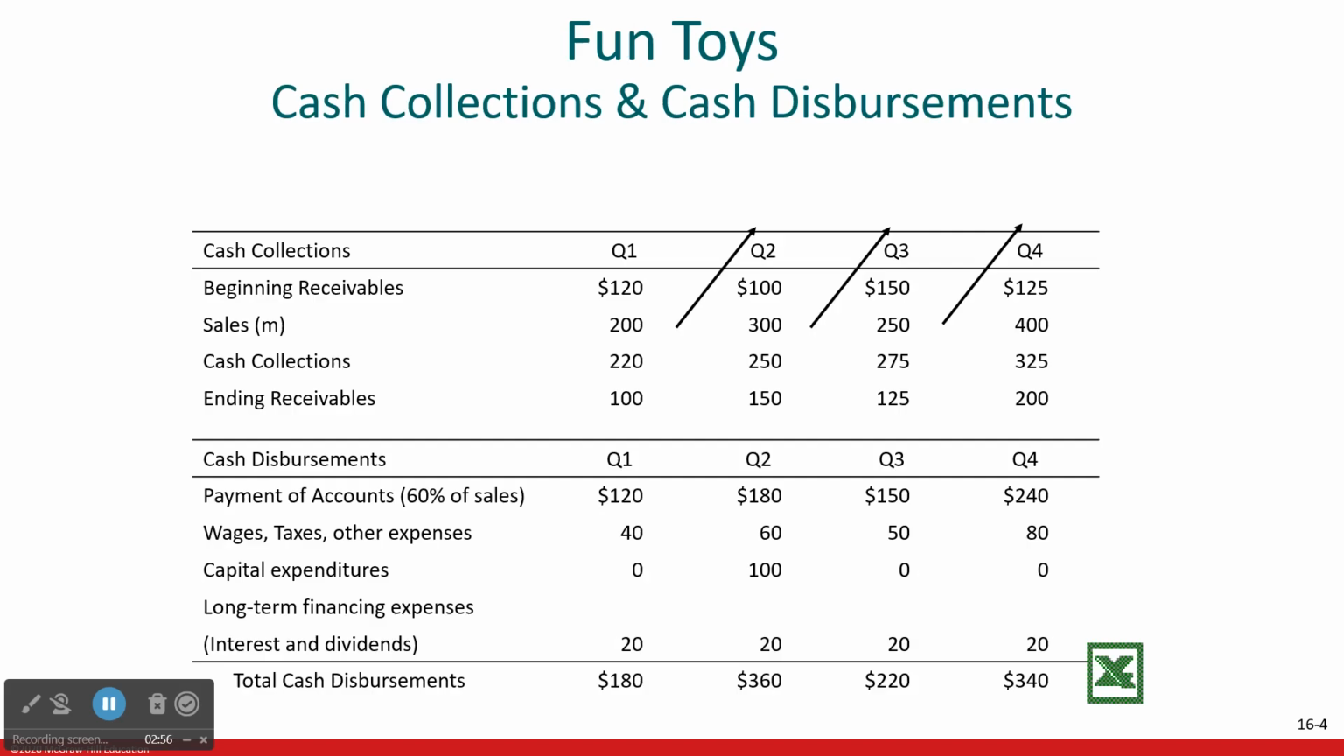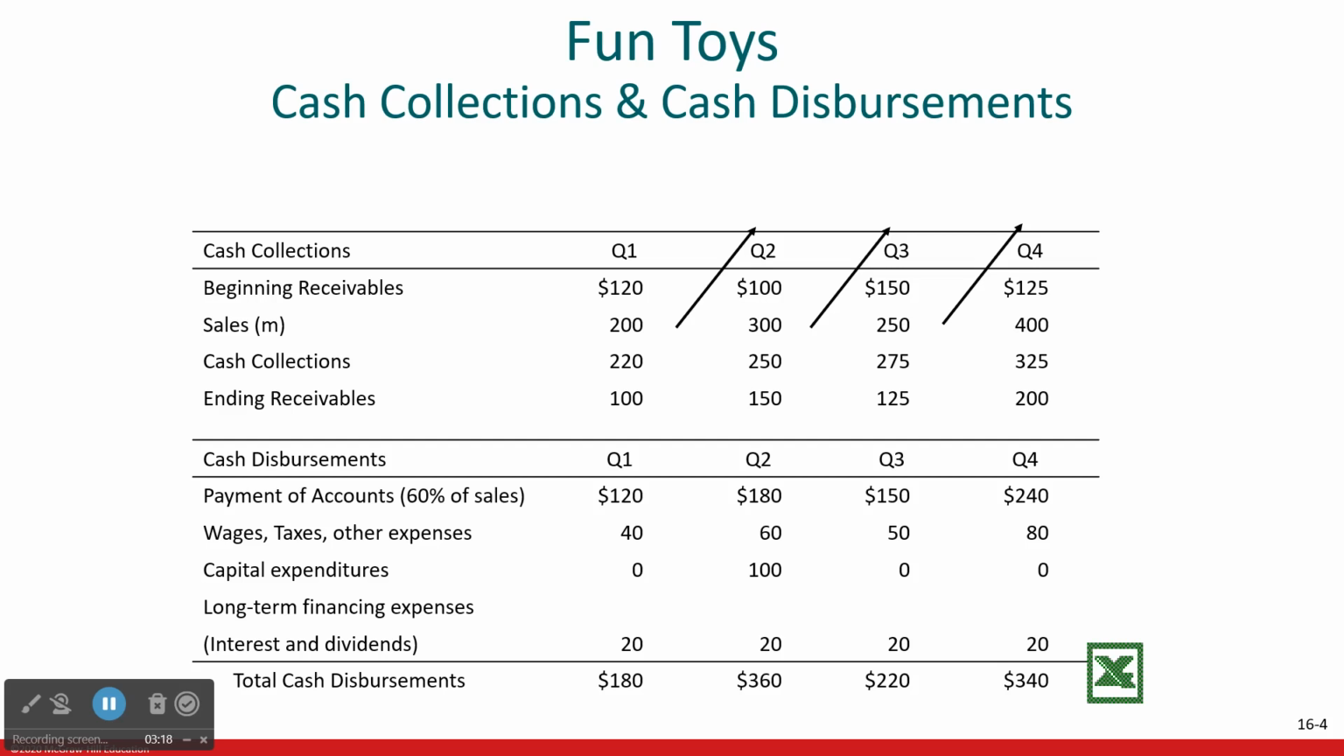So let's see how this would be created. We see here that for our cash collections, we have the beginning receivables for the first quarter, the 120. We have sales of 200. So the cash collections would be 100 of that 200 plus the 120. So that's where the 220 comes from.